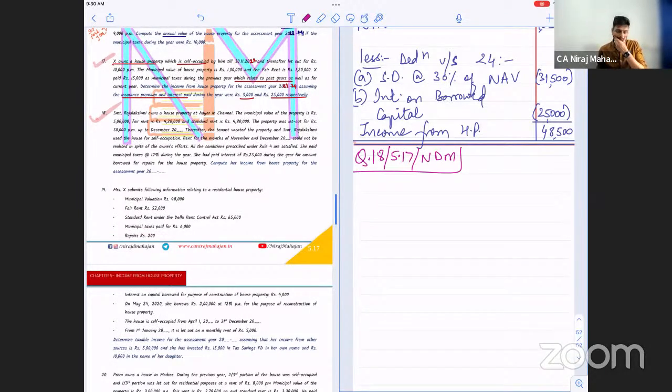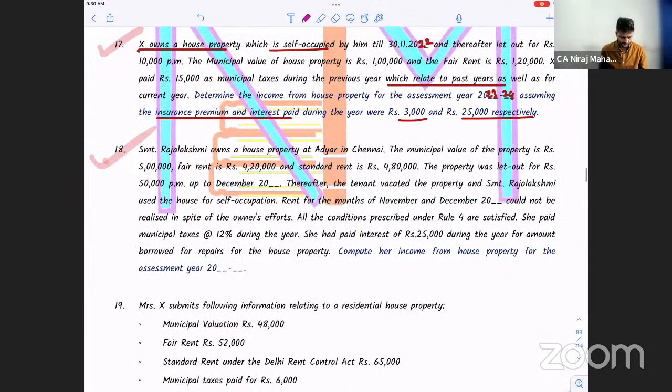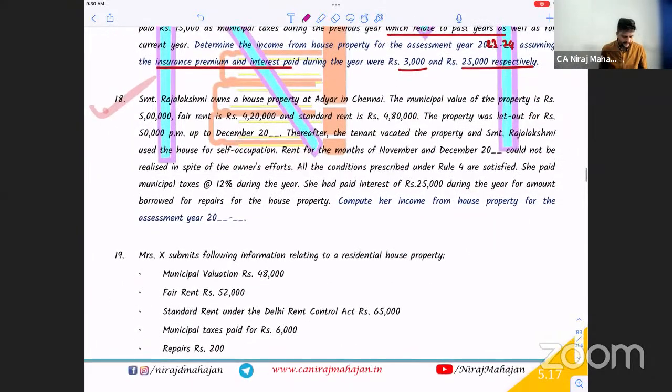Ready, all of you? Question number 18. Sure, we'll go ahead. Srimati, SMT means what? Srimati, Mrs. Raja Lakshmi owns a house property at Adyar in Chennai. The municipal value of property is 5 lakhs. Municipal valuation is 5 lakhs. Fair rent 420. Standard rent 480. All three figures are given. Higher 5 lakhs, lower 480. So, children, 480. Correct?